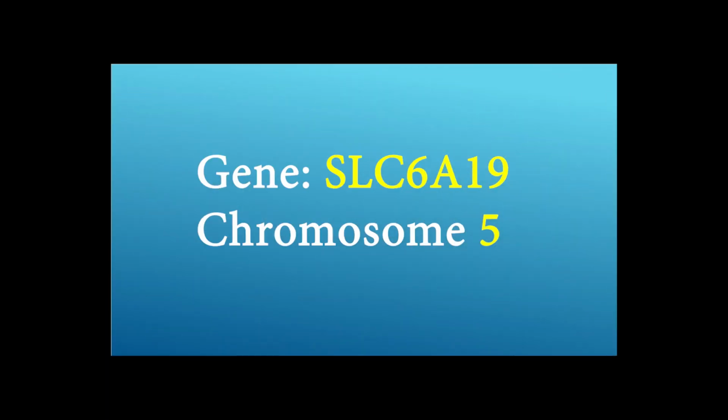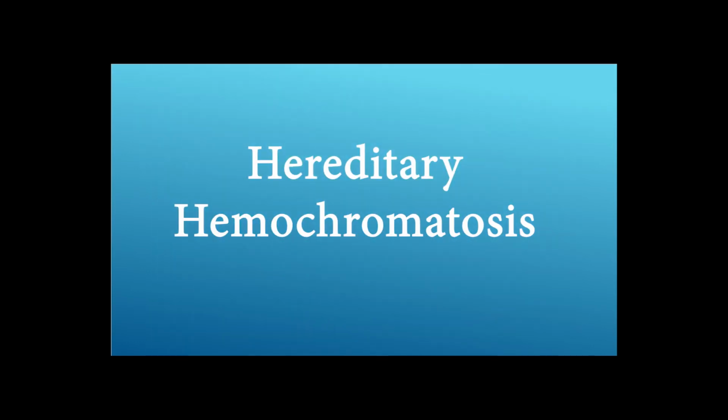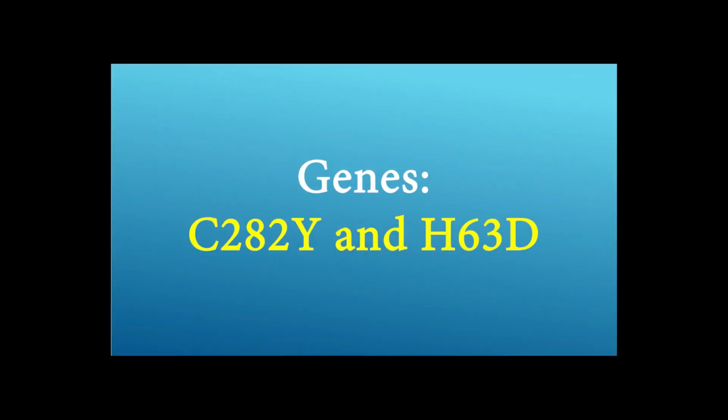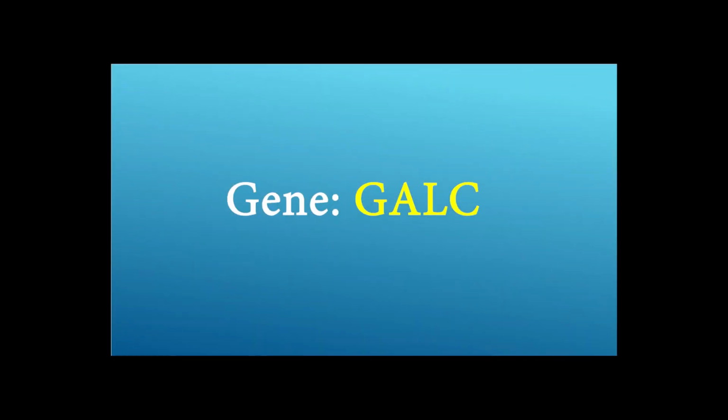Hartnup disease, gene SLC6A19, located on chromosome 5. Hurler Syndrome, gene IDUA, leading to a complete deficiency in the alpha-L-iduronidase enzyme, and lysosomal accumulation of dermatan sulfate and heparan sulfate. Hereditary Hemochromatosis, two mutations, C282Y and H63D. Krabbe Disease, gene GALC.